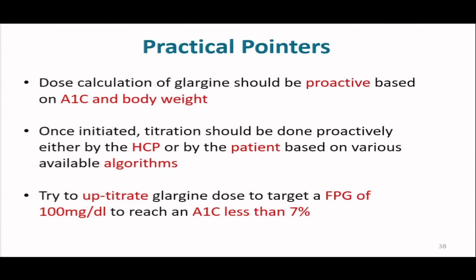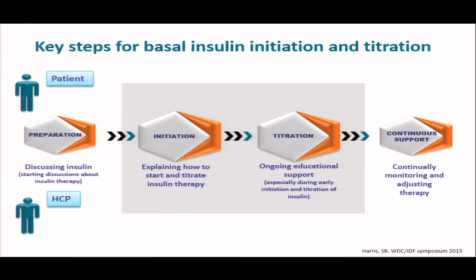In terms of practical pointers, please recall proactive approach of starting basal insulin, taking into consideration their hemoglobin A1C at time of start and their body weight. Please also recall that initiation is just the first step. Titration must continue to get to goal. And do not forget the 4 pillars of faith of insulin administration: preparation, initiation, titration, and continuation of support for our patients are required in order to get our patients on that path of glycemic righteousness.